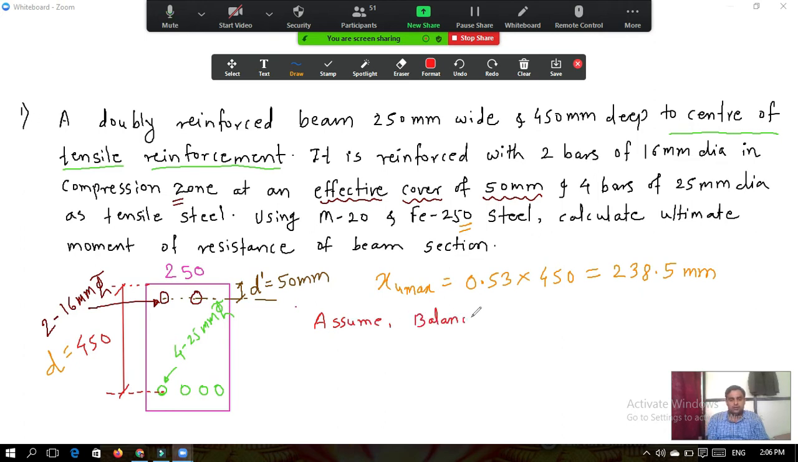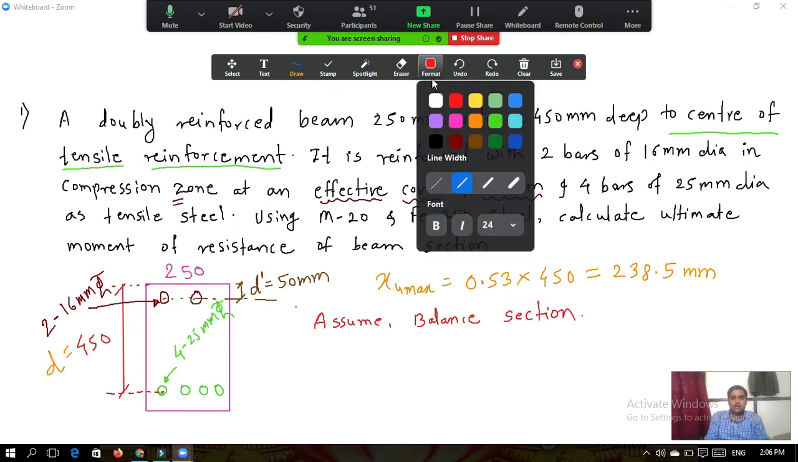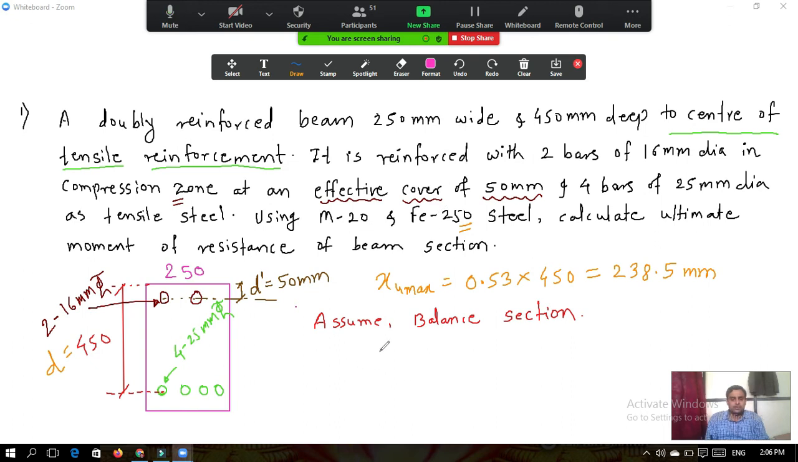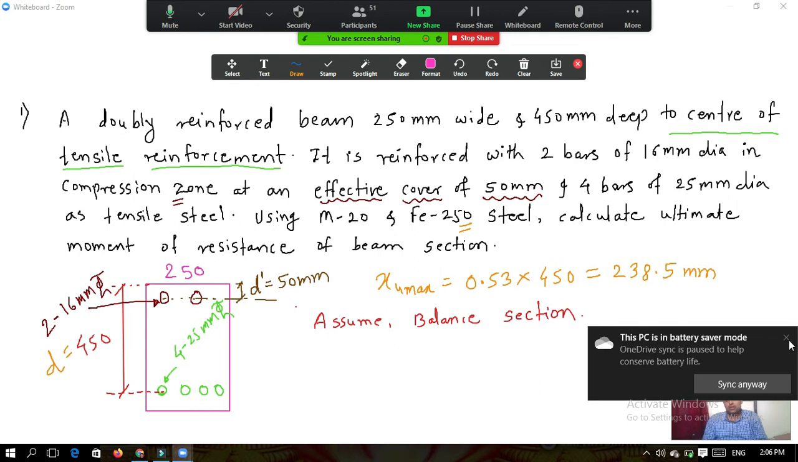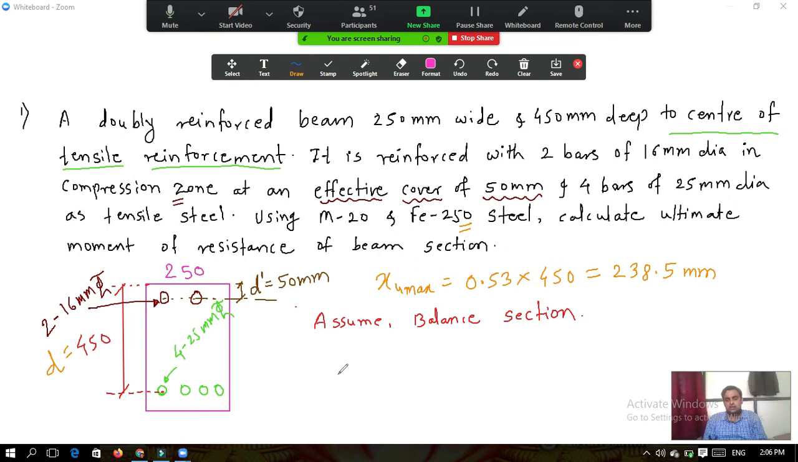Okay. Assume a balanced section. Now if we assume the balanced section, we can equate the values. Total compressive force must be equal to the total tensile force. Also we can say that total Cu1 is equal to total Tu1, or Cu2 is equal to Tu2. So I will equate here Cu2 is equal to Tu2.